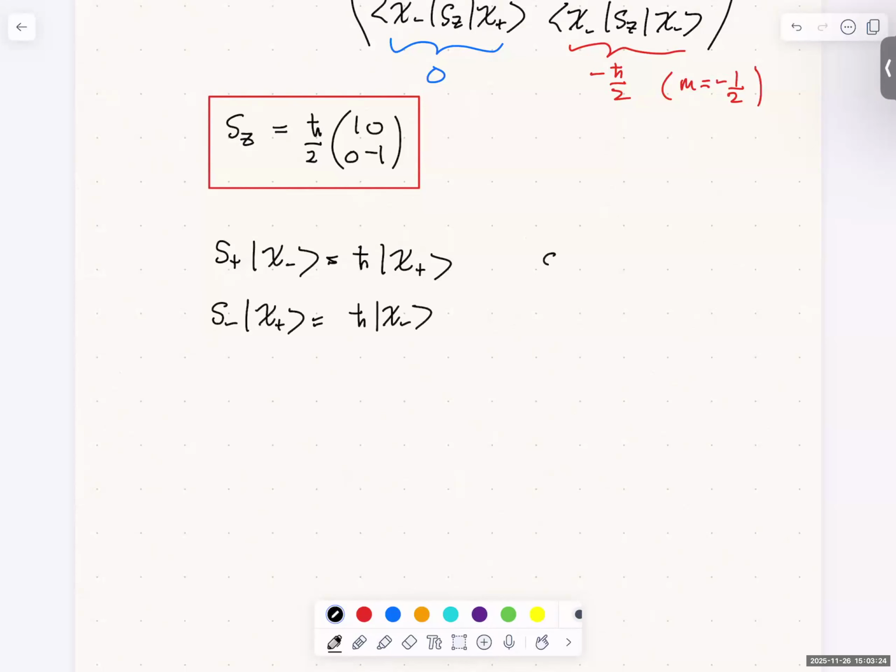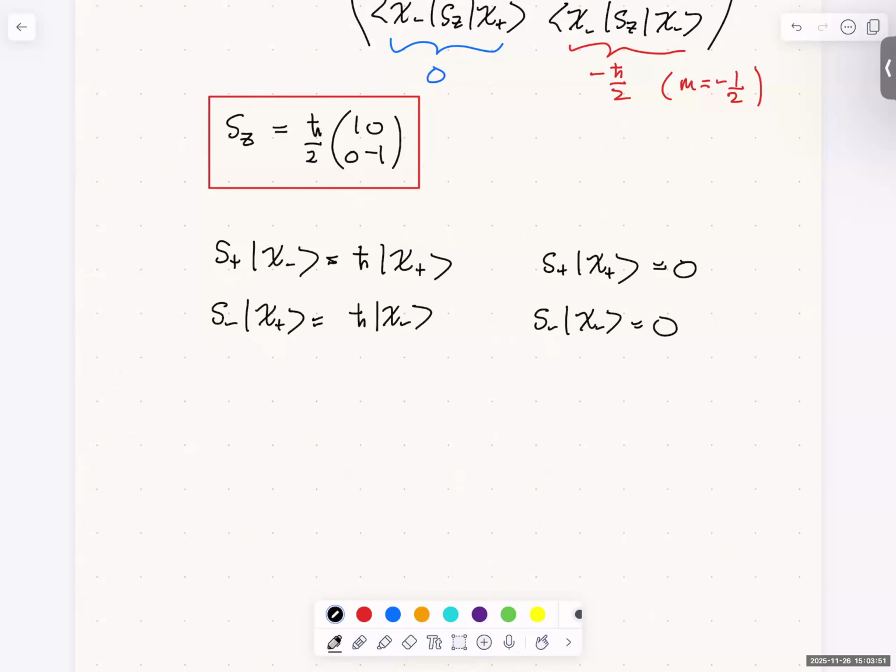But if I try to take my raising operator and act on the spin up state, m plus a half is the highest sz state that we can get. So I can't go any higher than that, and so I have to get a 0. And likewise, I can't lower the spin down state any lower.